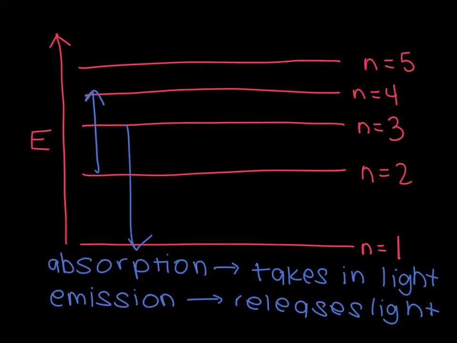Similar to this, we would expect emission of energy when an electron travels from n equals 5 to n equals 2, since the electron is going from a higher energy level to that of a lower energy. However, when the electron goes from n equals 3 to n equals 4, it has to absorb light in order to make that jump to the next energy level.